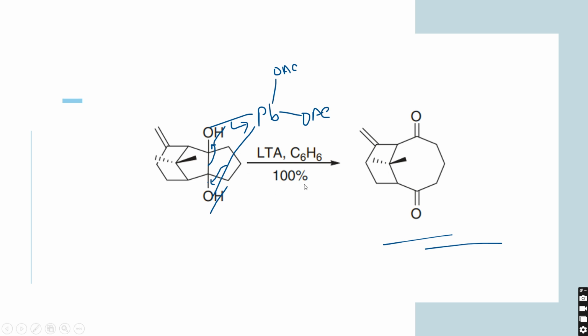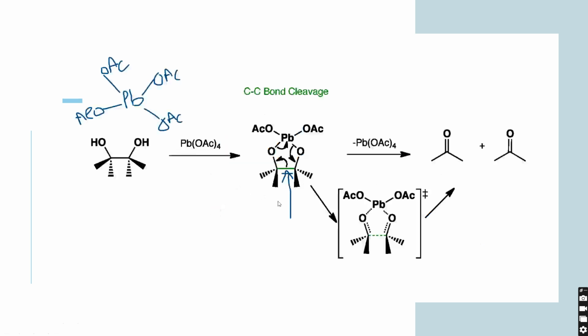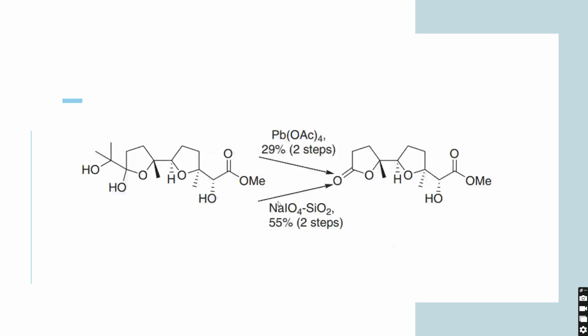And the yield, if you see the research paper I have taken this from, they have shown that the yield is quantitative, almost 100% yield you get from this carbon-carbon bond cleavage reaction. Then a similar reaction I have shown here. You have two tetrahydrofurans linked through this carbon-carbon bond, which also contain various functionalities, including this diol and this hydroxyester.